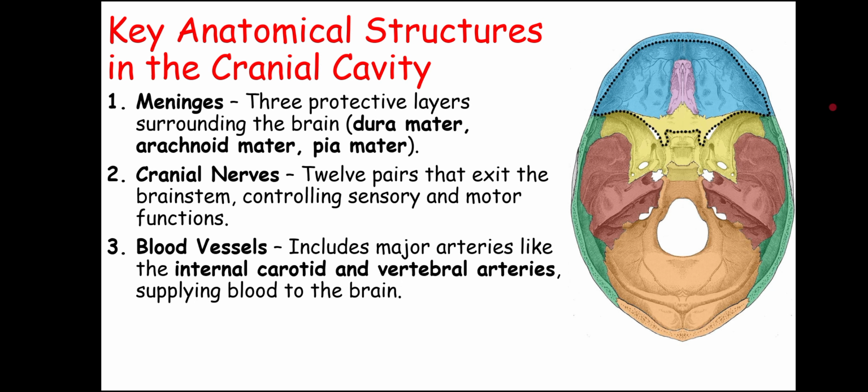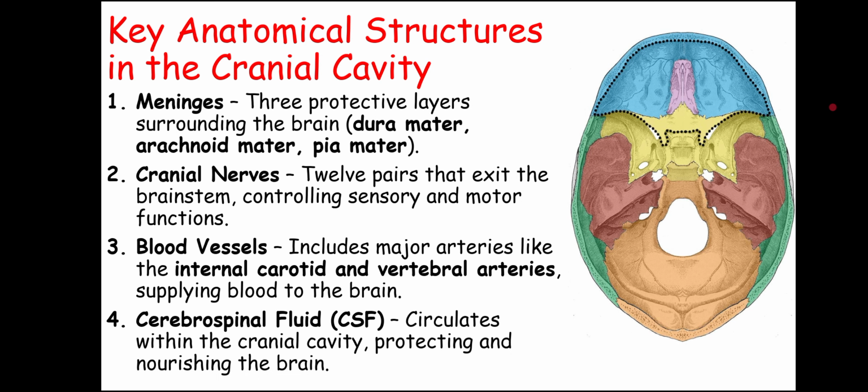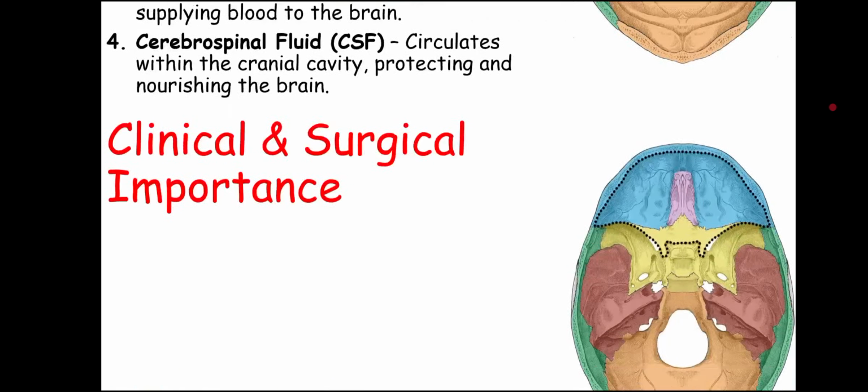Next, we have an important anatomical structure, the blood vessels, which include major arteries like the internal carotid artery and vertebral arteries that supply blood to the brain. The next we have is cerebrospinal fluid that circulates within the cranial cavity and protects and nourishes the brain.